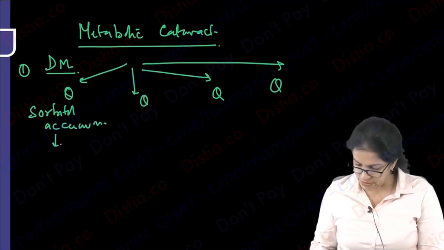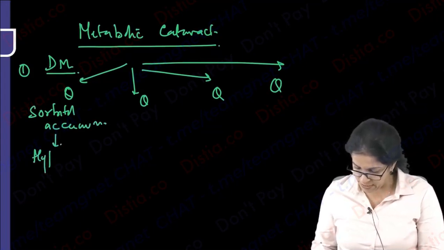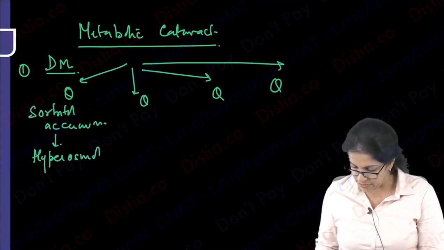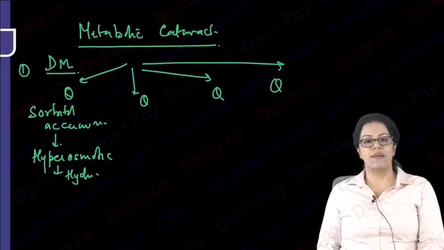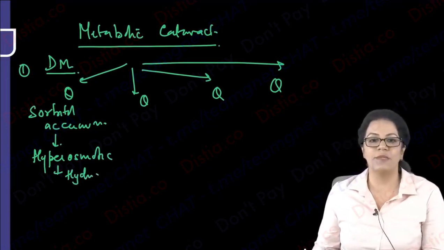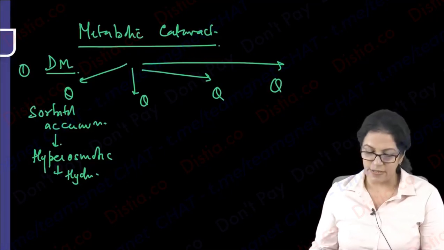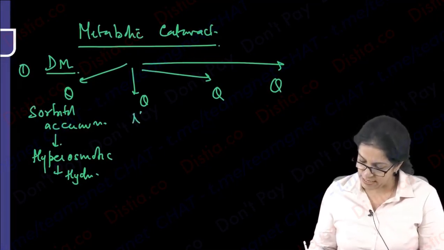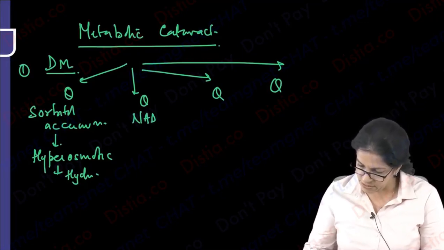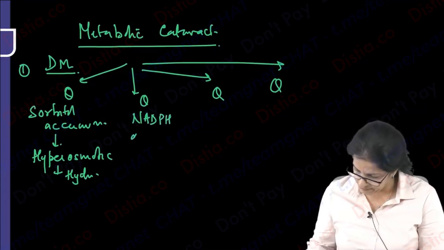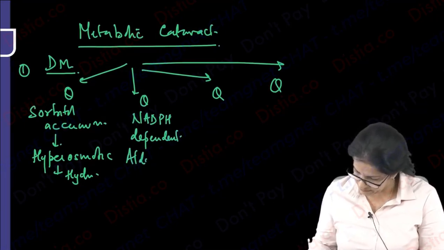This sorbitol accumulation, sorbitol being hyperosmotic, we all know hyperosmotic, any hydration will lead to cataract. Second question they have asked you is, what is the enzyme responsible for this sorbitol pathway? So enzyme responsible, write down, is aldose reductase, NADPH dependent, aldose reductase.